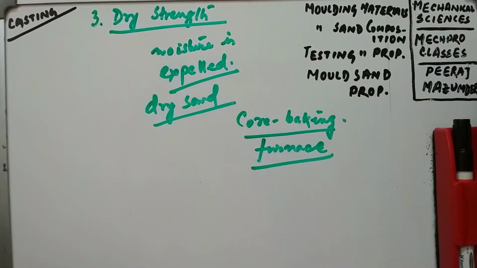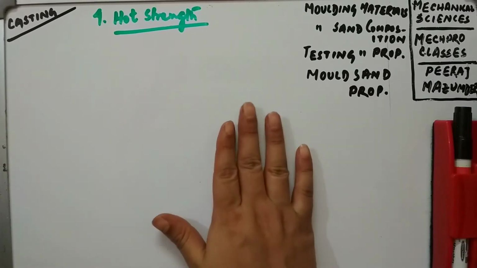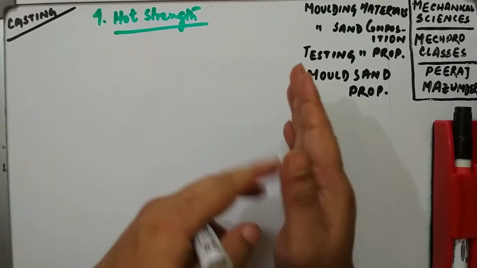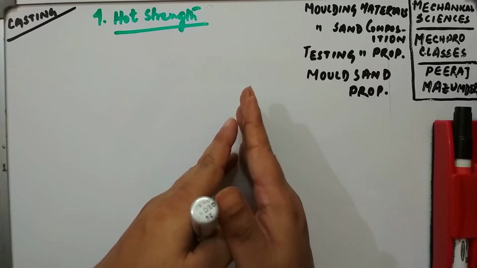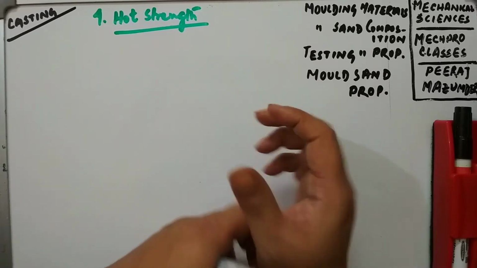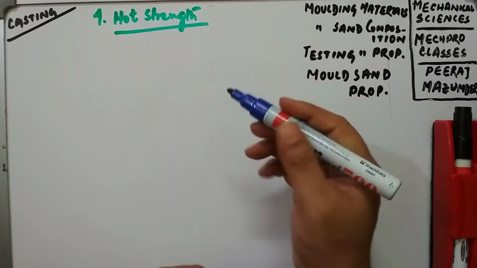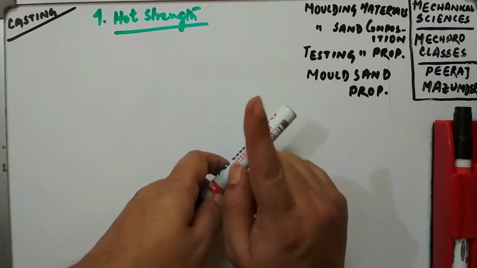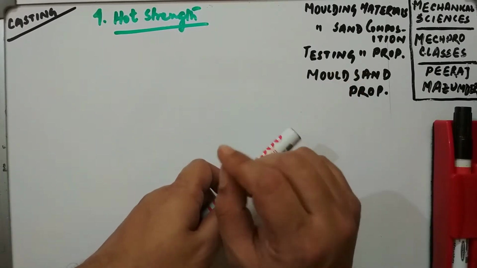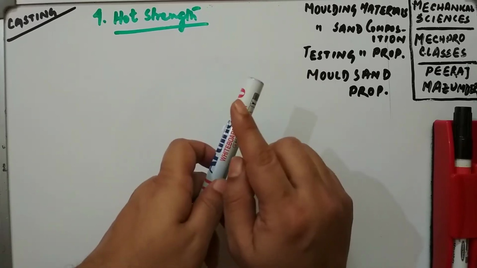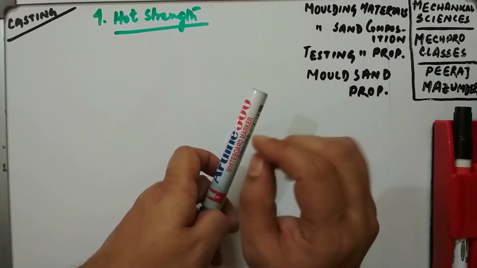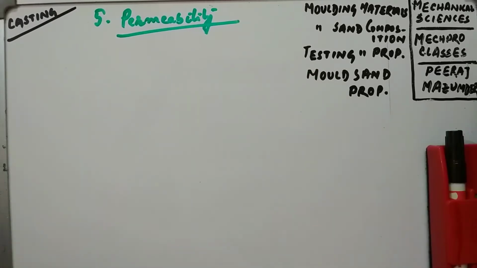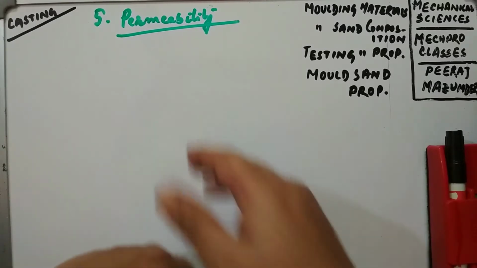Next one is your hot strength. Look, after all the moisture is eliminated, the sand would reach a high temperature when the metal in the mold is still in the liquid state. The strength of the sand that is required to hold the shape of the mold cavity at that time is known as hot strength.